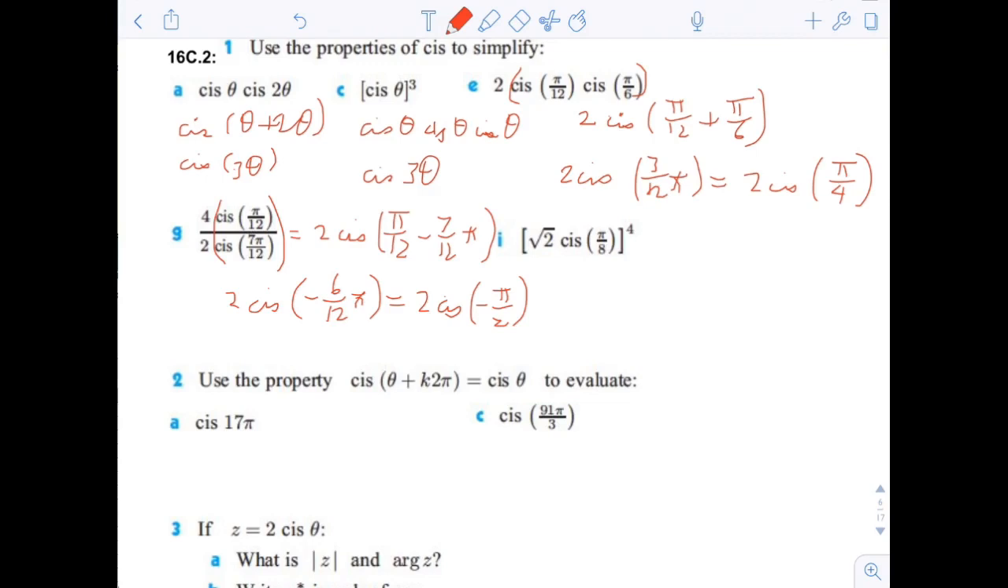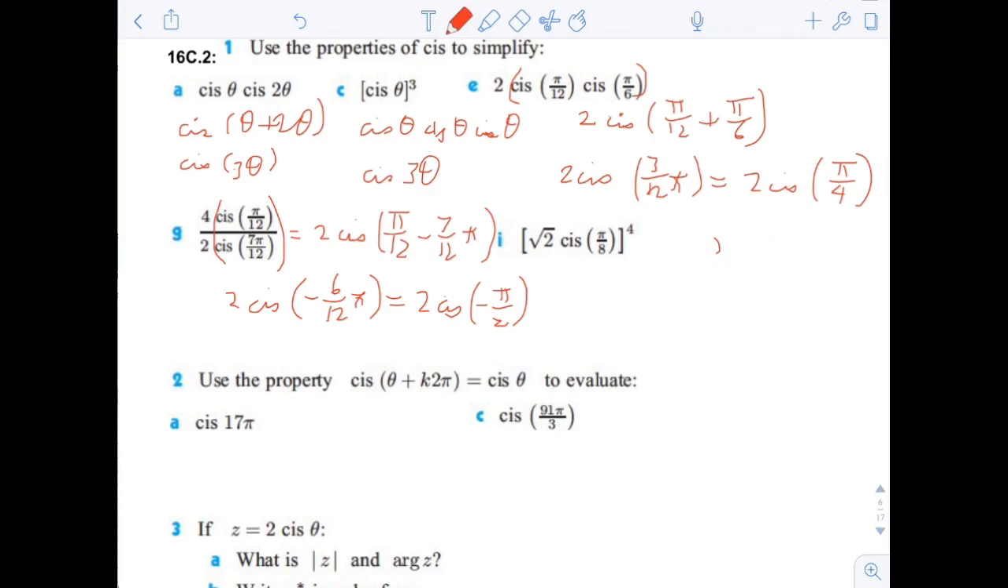By the way, 2 cis pi over 4, that's the same thing as a triangle that looks like that. So it would be 2 divided by square root of 2, 2 divided by square root of 2. If we wanted to write that in a plus bi form, we could write it as square root of 2 plus square root of 2i, but I don't think that's easier than that, so we'll just leave that.